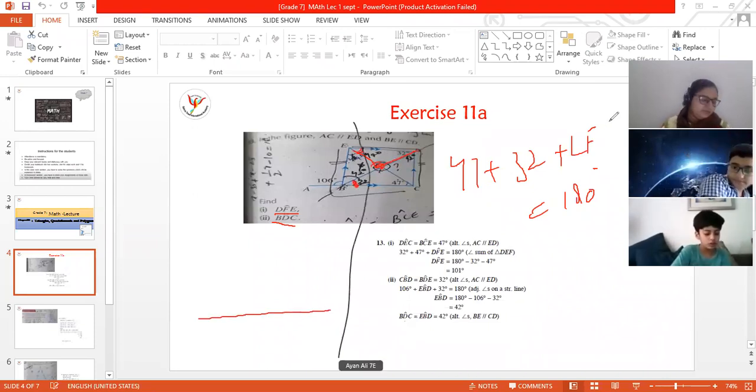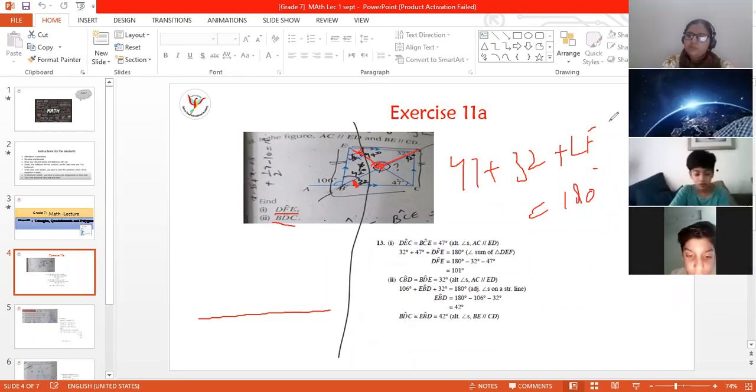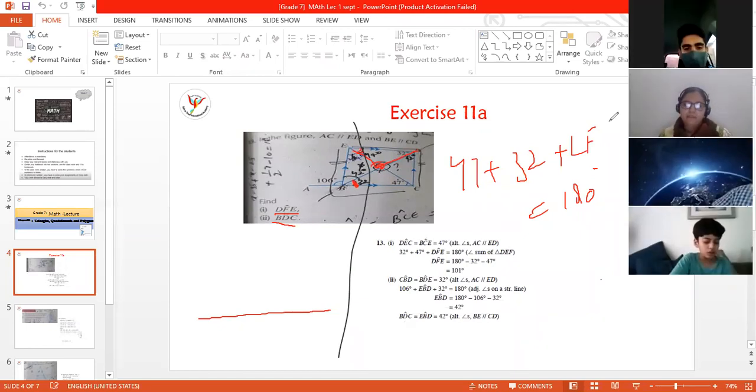Yes, Haris? Ma'am, what's the page number? I think it's 266. You can check exercise 11A, 262 or 266. Ryan, why are you annotating on screen? Yes, Bilal Ahmed.